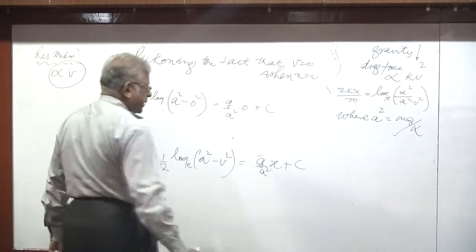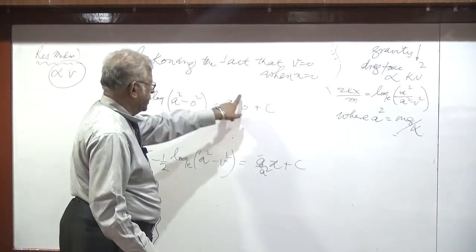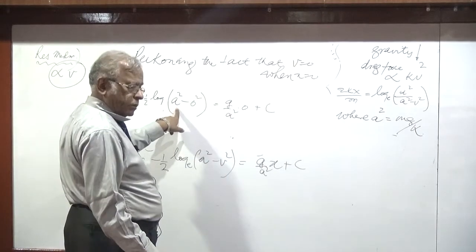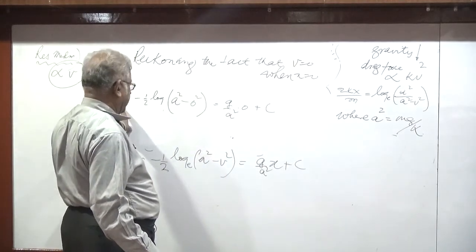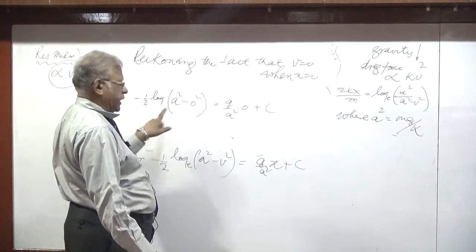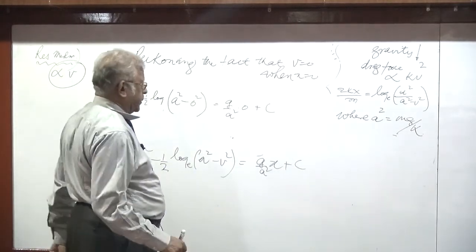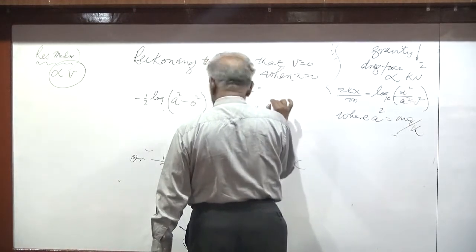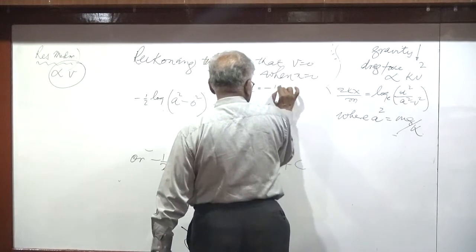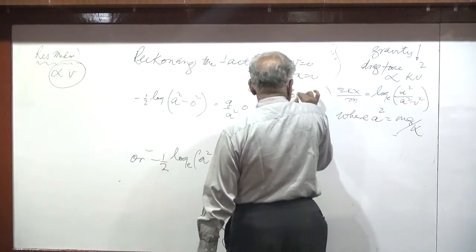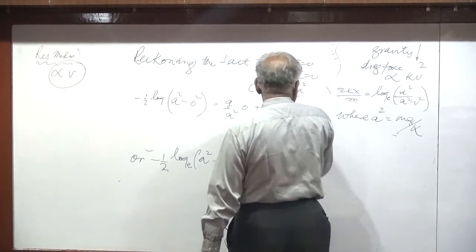So my friend, c is nothing but, because this term vanishes, this just becomes log a square into minus half. So c has a value of minus half log a square that we capture. c has a value of minus half log a square. This is of course to the base e.